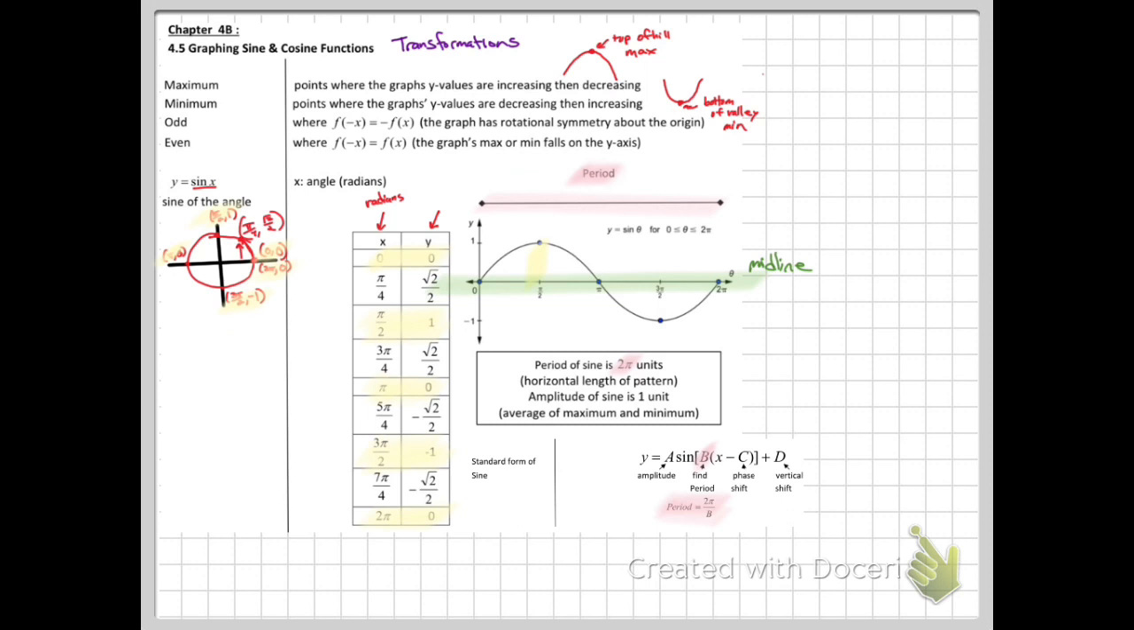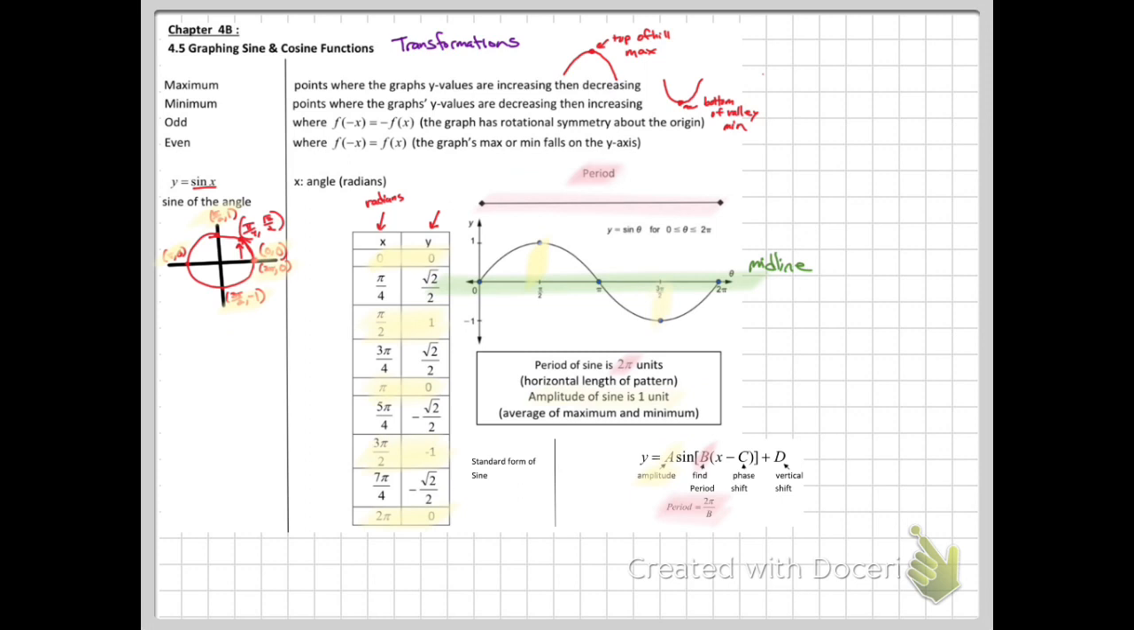The amplitude is how high the hill is up from the midline, or technically it could be how low this valley is down from the midline. When there's no change, it's 1, but in the future, as we start changing things, it's going to be that A value. A is going to tell you your amplitude. Amplitude is always positive. When you answer amplitude questions, it's always positive.